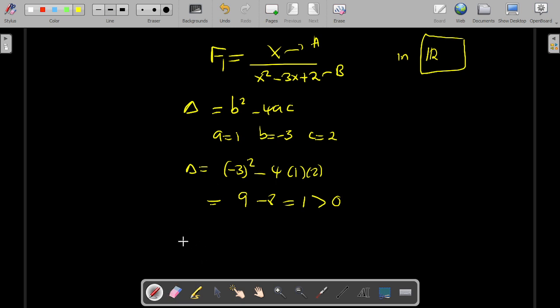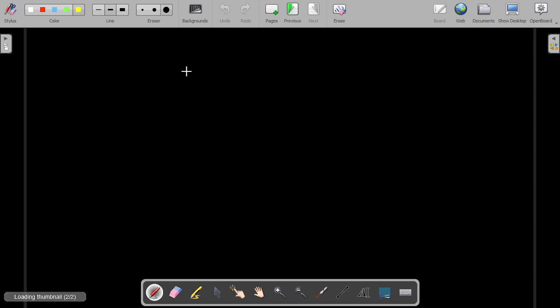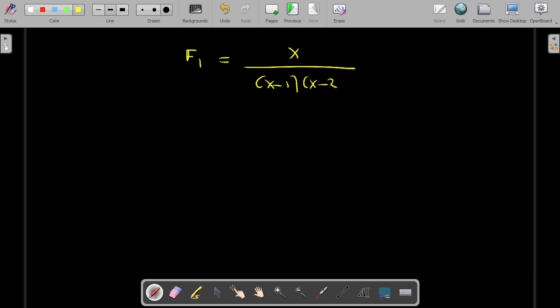Now this quadratic expression, x squared minus 3x plus 2, is factorizable, and it is going to be written as a product of two linear factors. We're going to have x minus 1 and also x minus 2, and so we see how best we can write our rational fraction. So now we're going to create a new page. Then f1 is equal to x divided by x minus 1 times x minus 2.